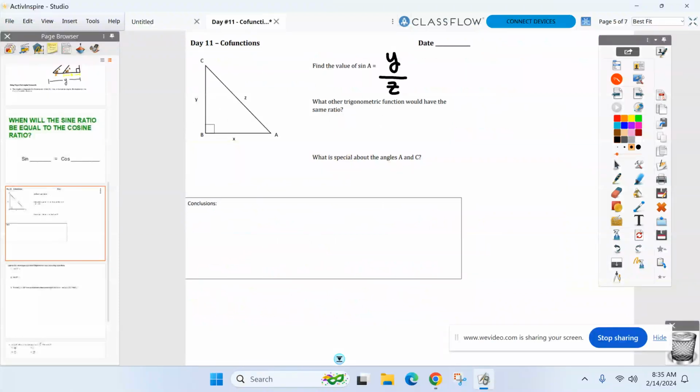Perfect. A little more challenging question now. You can talk with people in your group if you want. Find me another ratio that also equals Y over Z. So sine of this angle, cosine of this angle, tangent of this angle, that also equals Y over Z. Find me another one that's equal to Y over Z.